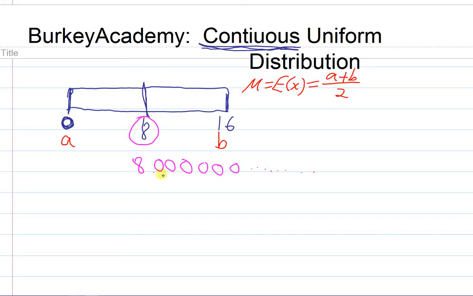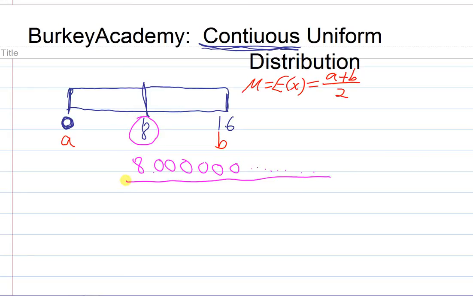Not 8.000001 and not 7.999999999, but precisely 8, with basically an infinite number of zeros after it. What is that probability? Well, the probability is going to be 0. Now that doesn't make much sense when you first think about it, but let me try to convince you that this has to be true.